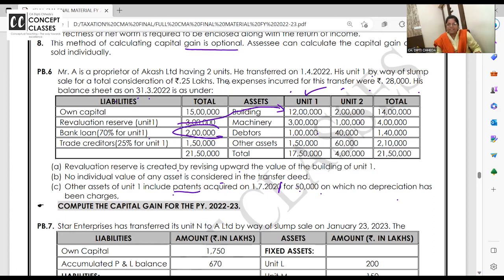So on patents, how much is the depreciation charge? 25% WDV. Who said it? Section 32. It's an intangible asset: patents, copyrights, technical know-how. So you have to take depreciation. I told you depreciated WDV has to be taken. But they said other assets include this 50,000. So shall I remove this and take the WDV? Yes. Compute the capital gain.